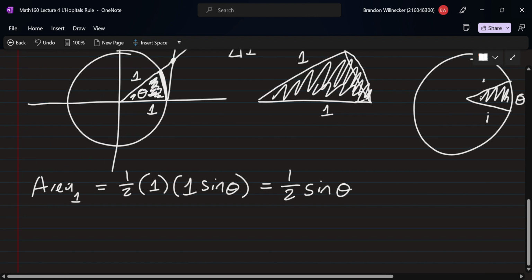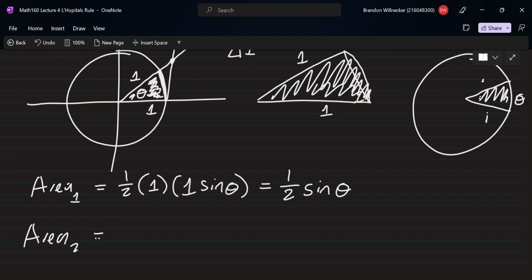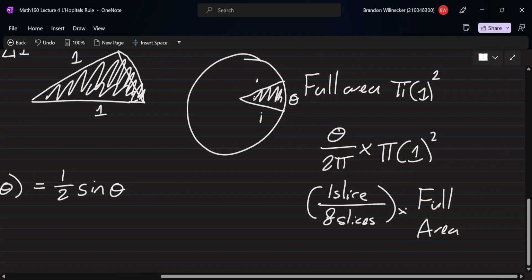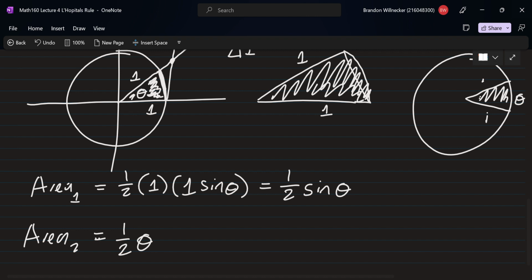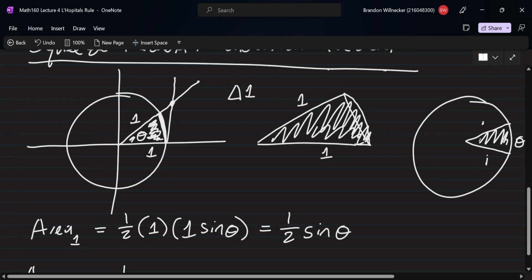Okay, so the area number 2, that's the area of our pizza slice there. That's going to be this theta over 2 pi times pi, or 1/2 theta. So I've just cancelled the pi's, and the 1's, we don't have to worry about that. So that's area number 2. That's our pizza slice area.